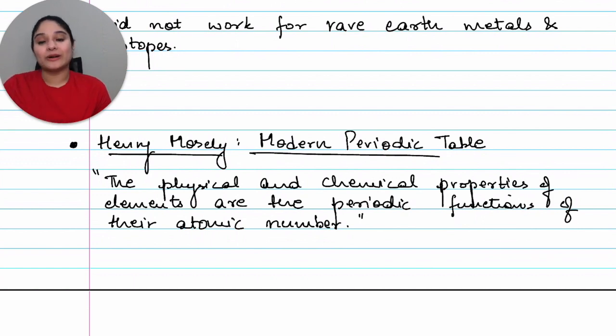So let's read what he said. The physical and chemical properties of elements are the periodic function of their atomic number. So what does this mean? What does periodic function mean?